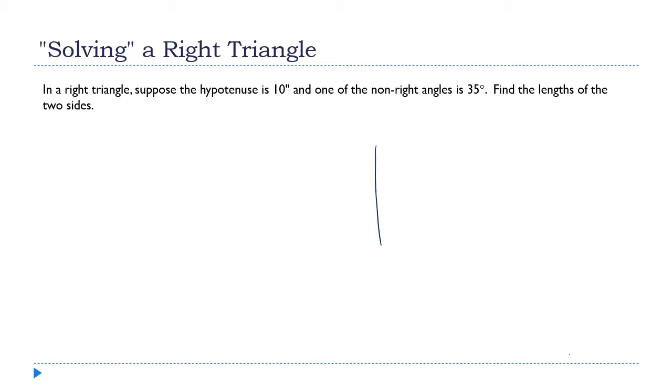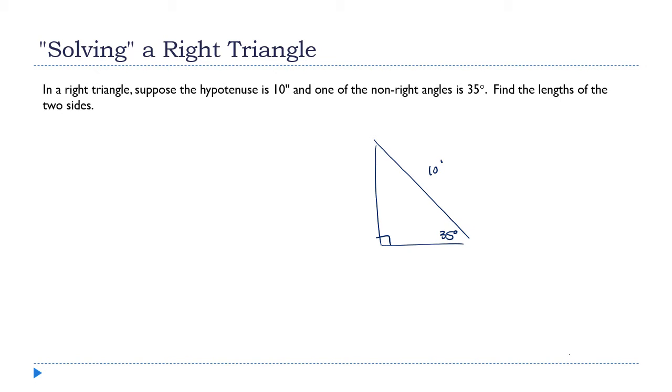In this case, I'm talking about a right triangle. So let me draw that. I'm going to do a right triangle here. And what do I know about this thing? Well, the hypotenuse is 10 inches, and one of the non-right angles is 35 degrees. And I want to fill in everything else. Specifically I ask for the lengths of the two sides, but it's easy enough to get the other angles. Matter of fact, I'll go ahead and do that first.